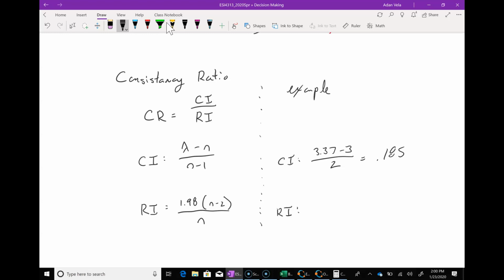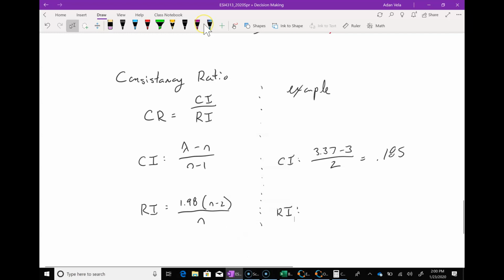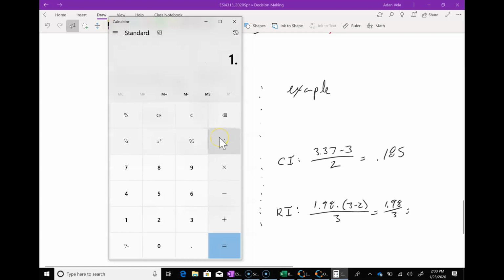For this particular example, it's actually pretty simple. We have 1.98 times 3 minus 2, which is 1, divided by 3. So it's just 1.98 divided by 3, which is 0.66.